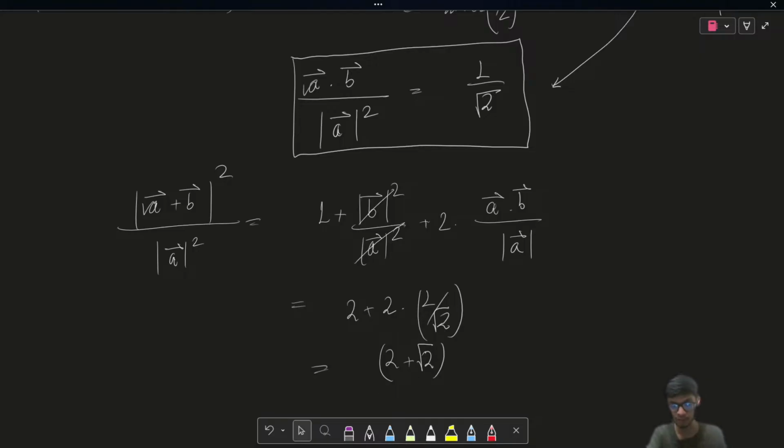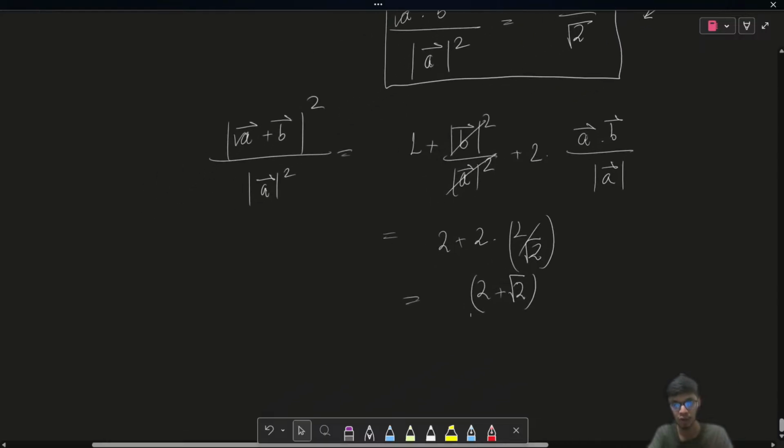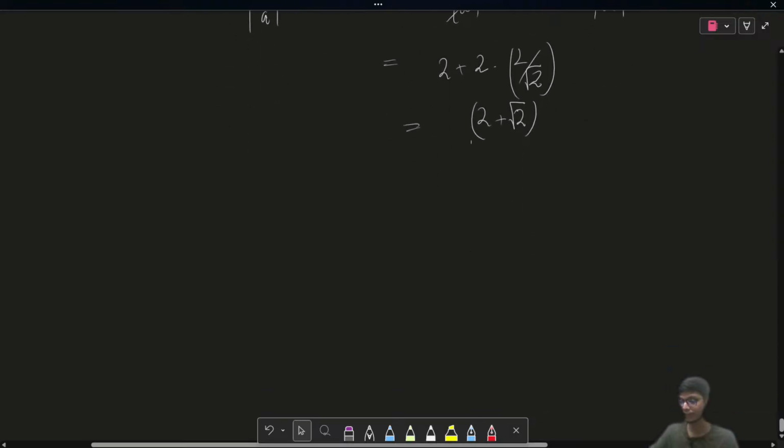So let's try to solve a very important question, and I feel that every student must finish or should solve these types of questions in order to understand the questions on vector equations. So let's try to see the question.